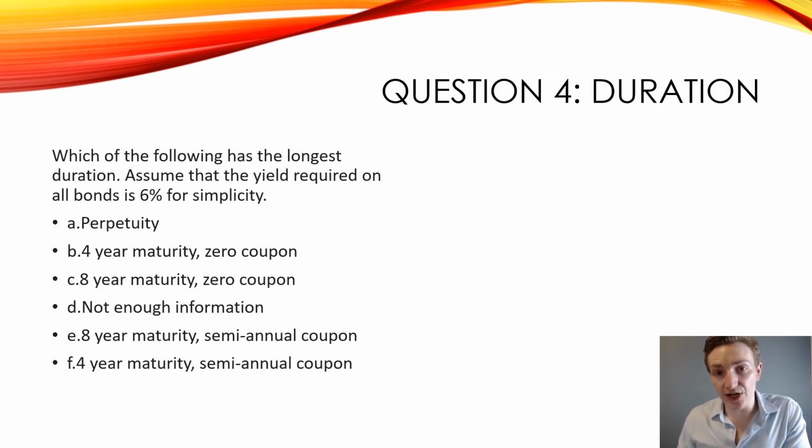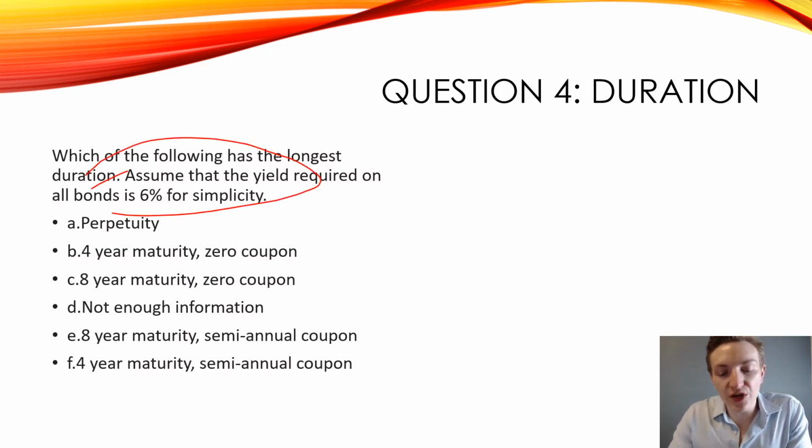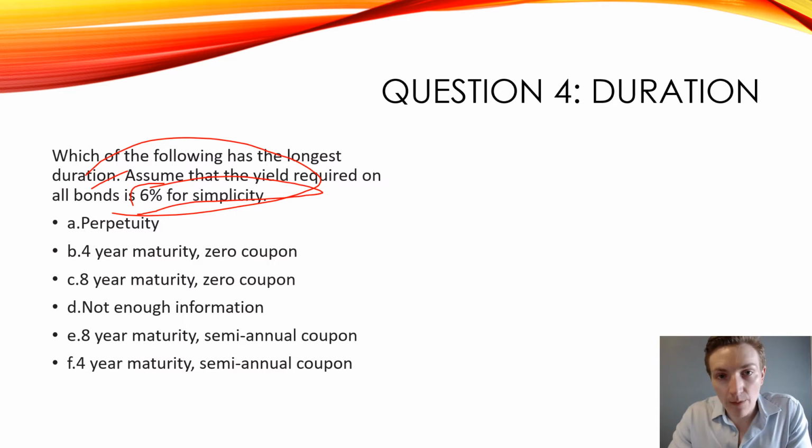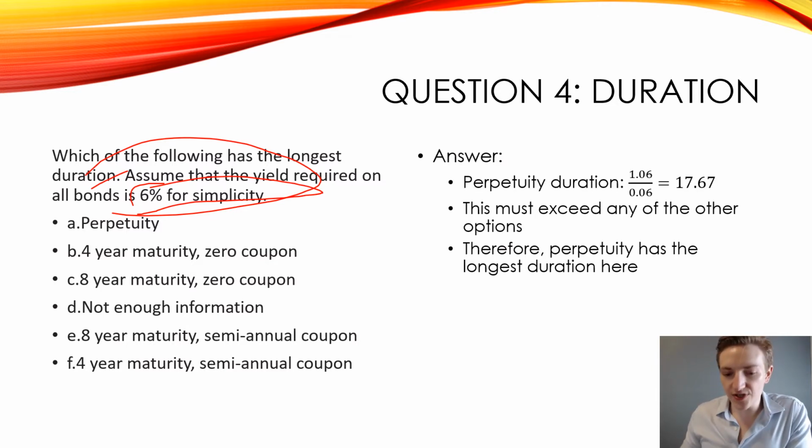The next question pertains to duration. It's basically asking here, which of the following has the longest duration? Assume that the required yield on all of the bonds is 6%. This required yield is relevant and important for us because it enables us to get an easy solution to this question. So to see why this is the case, let's first get our duration for our perpetuity.